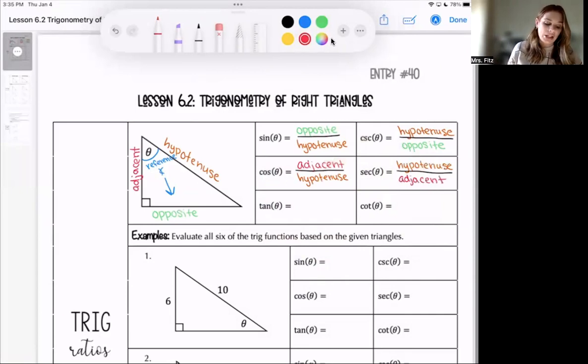Okay, and then tangent, that's a ratio of the legs only. Tangent of theta would be your opposite leg over the adjacent leg, which would mean cotangent is just the reciprocal of that. It's going to be adjacent over opposite.